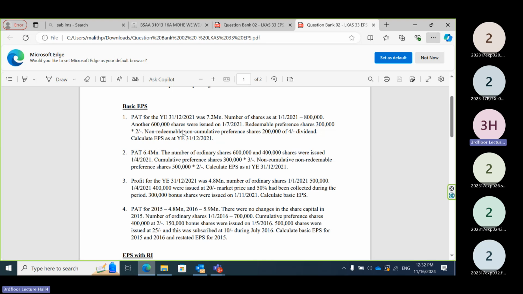So then second topic, basic earning per share. I think you are comfortable now. So then I will give some other questions. You can do past papers. You can be more familiar with this, right? So then I'm moving to diluted earning per share. Diluted earning per share.